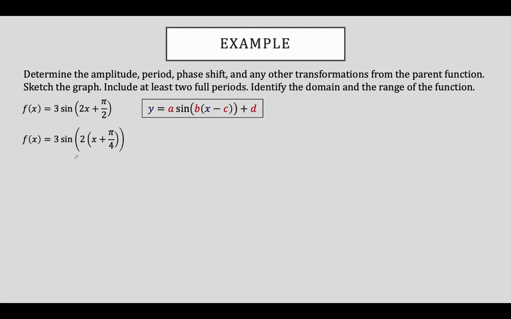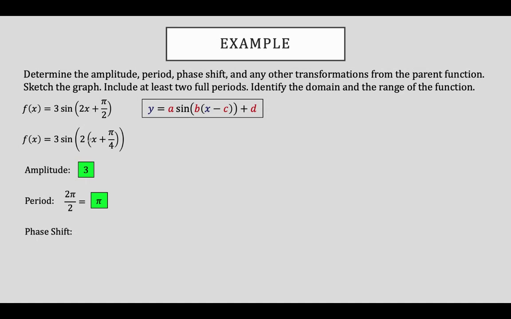All right, so now it's in our standard form. Let's identify the amplitude. How do we find the amplitude? Amplitude is the absolute value of a. That means our amplitude is 3. Our wave is going to travel 3 units above the midline and 3 units below the midline. Period. To find the period of our sine and cosine functions, we take 2 pi divided by the b constant. The b constant here is 2. 2 pi divided by 2 is equal to pi.